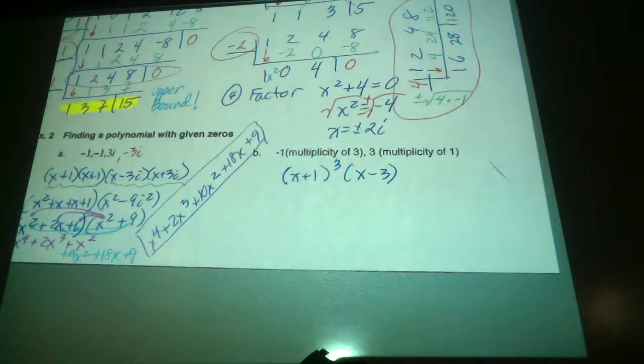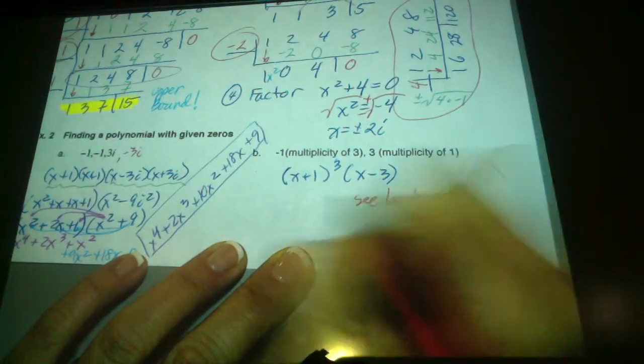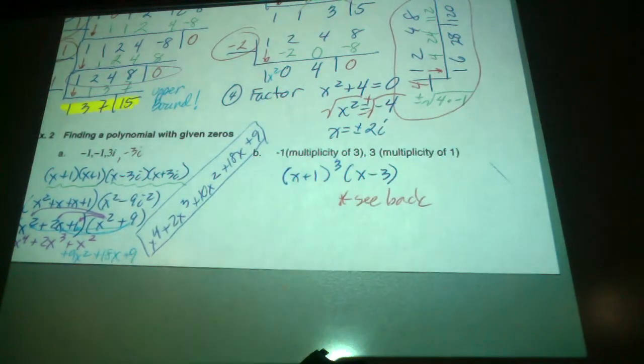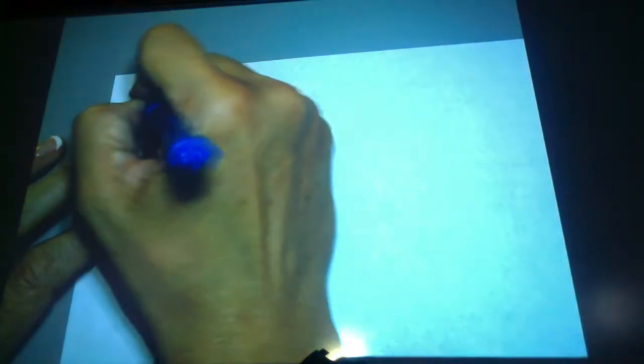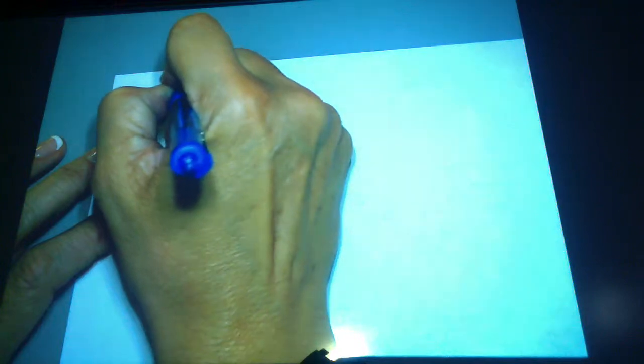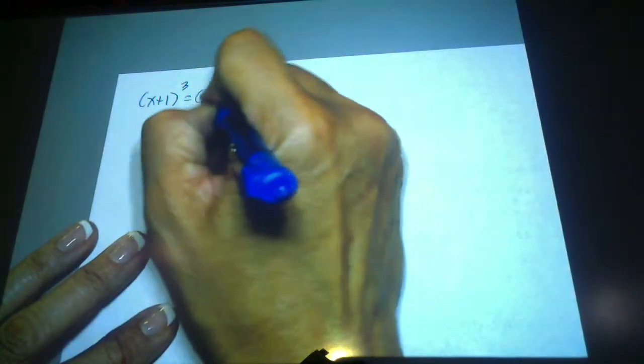So we're going to do our work on the back because we're not going to have nearly enough room. So see back. We're going to start with doing the x plus 1 cubed. And you're going to appreciate the shortcut one of these days, because this can become tedious and I can actually have this multiplied out in seconds. So this really means x plus 1 times x plus 1 times x plus 1. The answer is not x cubed plus 1.